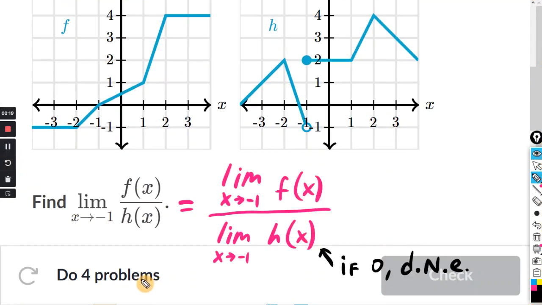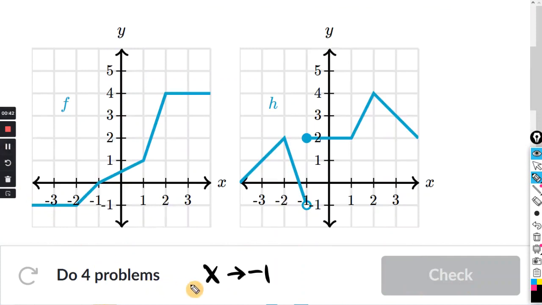So what you want to do here is find the quotient of the individual limits. So you find the limit as x approaches -1 of f of x and divide that by the limit as x approaches -1 of h of x. And of course, this denominator can't be 0. If it's 0, then the limit does not exist. So let's try it. All right, we're doing x approaches -1.